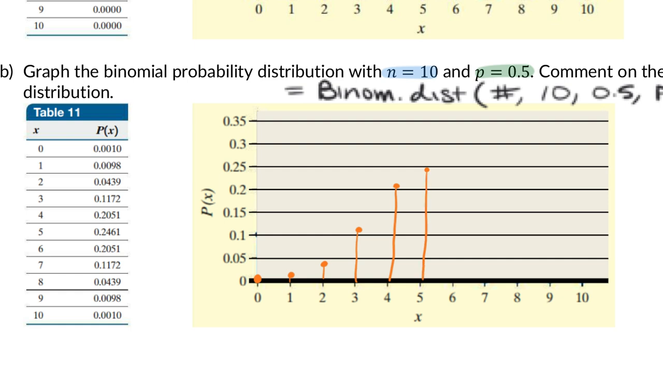6, 0.20. Ooh, that's not straight. Let me try that again. 7, 0.11. What? 7, 0.11? I didn't pause between saying those things. 8, 0.04. You got 9 and you got 10.